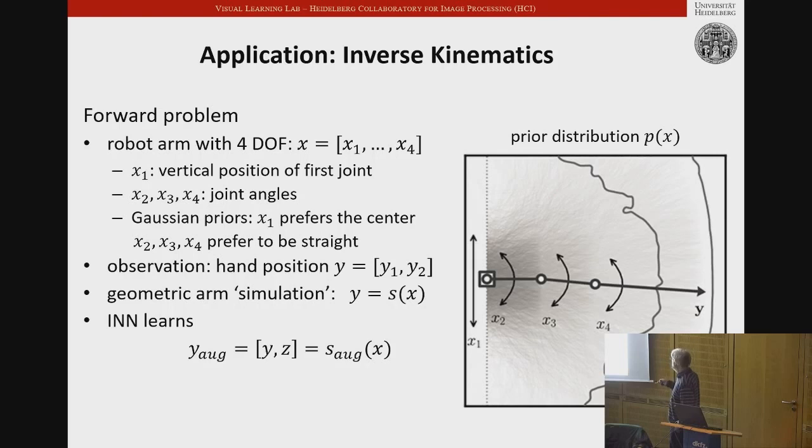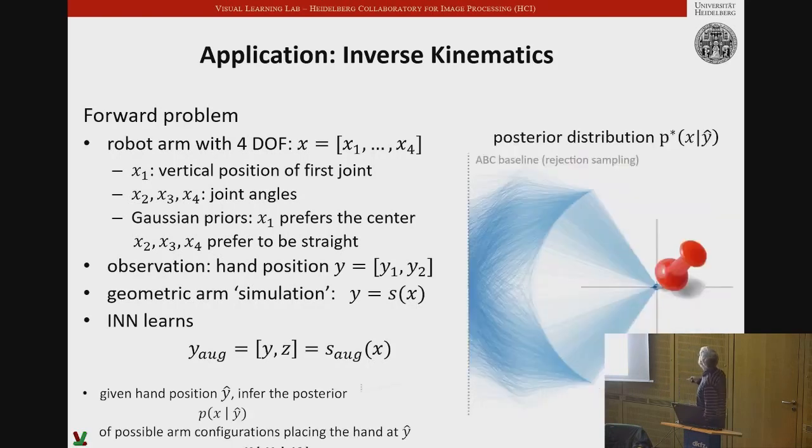And we want to learn the forward mapping, where z collects all the information about x that's not determined by the hand position. Because obviously, many different arm configurations land at the same hand position. Then we can fix some hand position here and invert the whole thing and find out how we can configure the arm in order to reach that desired hand position.